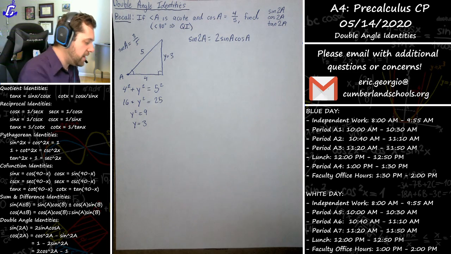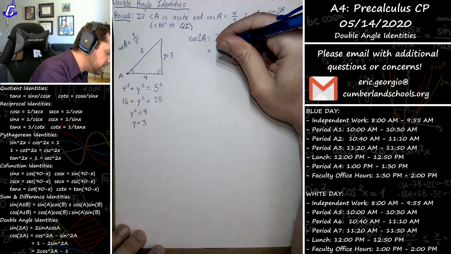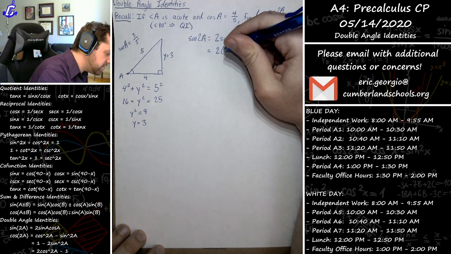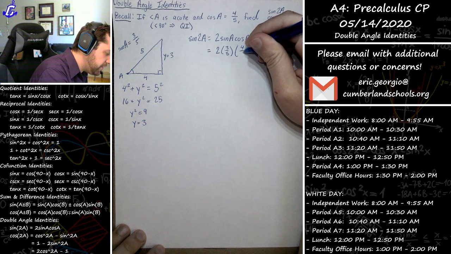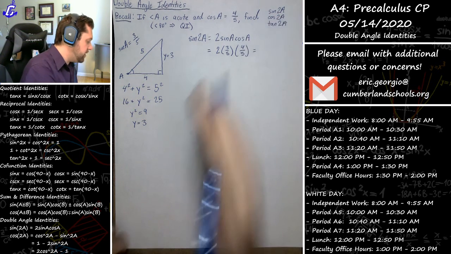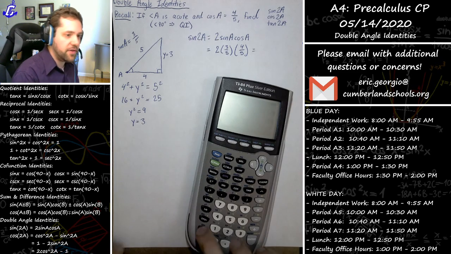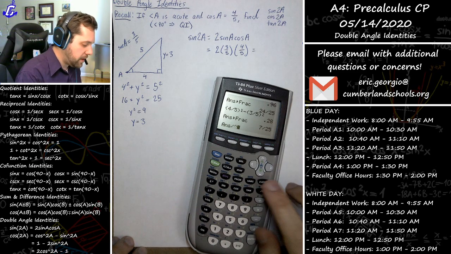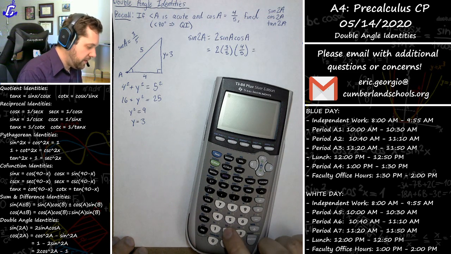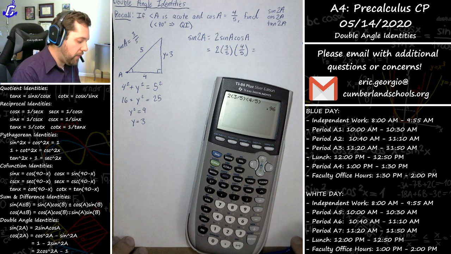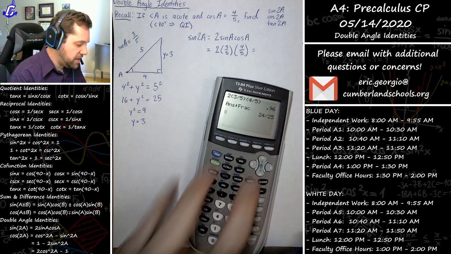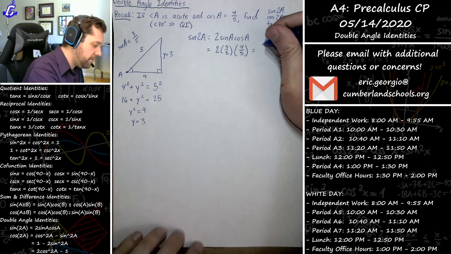So we can just plug them both in. This is 2 times the sine of A, which is 3/5, times the cosine of A, 4/5. You don't need a calculator, but it certainly makes it more convenient. 2 times 3/5 times 4/5 gives 0.96, which converts to a fraction of 24/25.